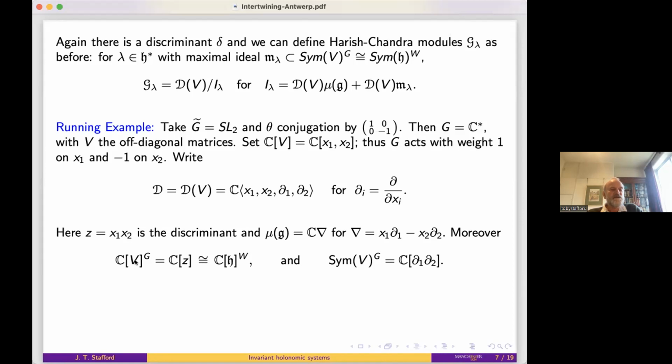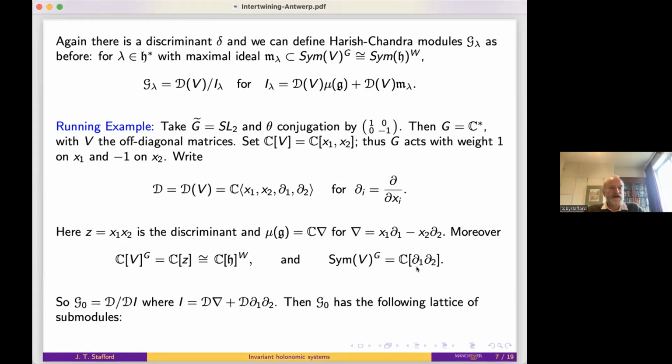And the invariance, C[V]^G, that's just polynomials in the discriminant. Now that should be isomorphic to C[h]^W. The way I'm writing it, you're not really seeing W or H, but it doesn't matter for us. And again, the symmetric algebra on V, if I take the G invariants, I'll get the analog to polynomials in Z. So this is polynomials in the element D, delta 1, delta 2, partial 1, partial 2.